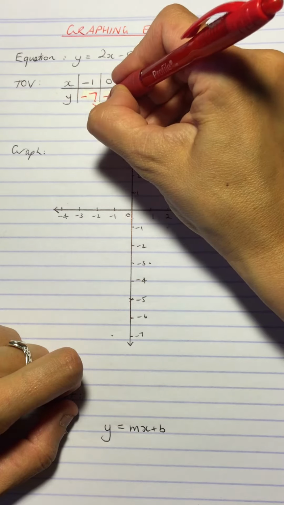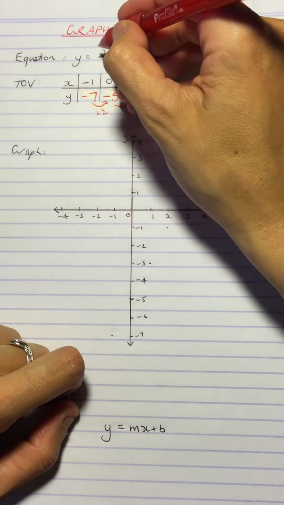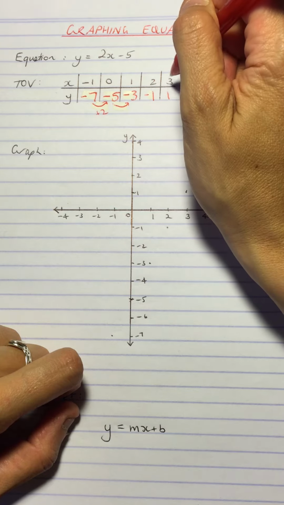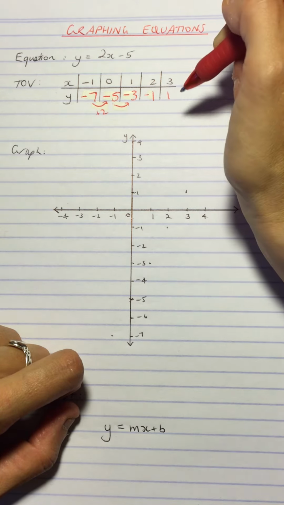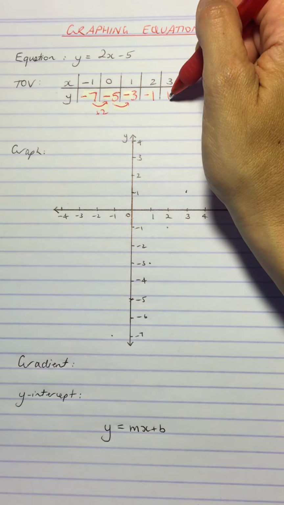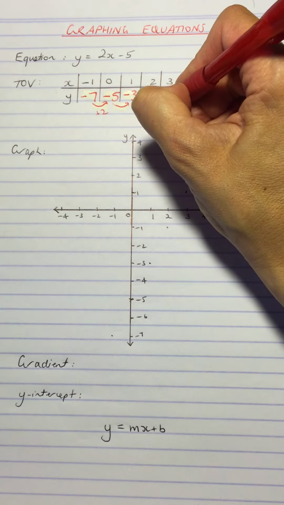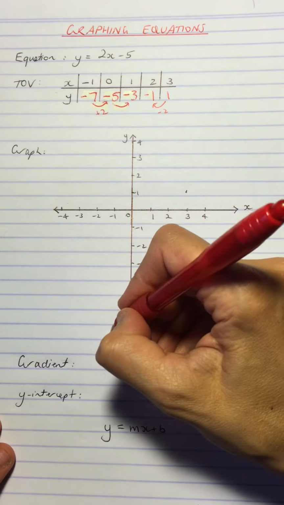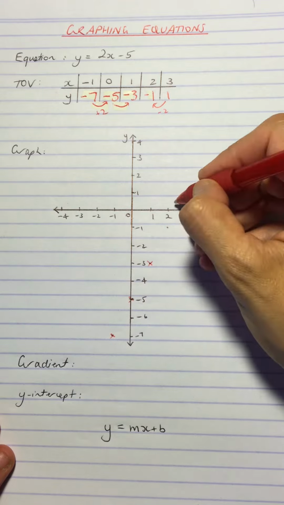You might start to see that going from left to right, the numbers are increasing by 2. This matches with the gradient. The steepness of the line is 2. You might like to also substitute from the positive side first. 2 times 3 minus 5, and you'll get 1. You might like to substitute the positives, and then you can see that going down, it's going down by 2 as well.